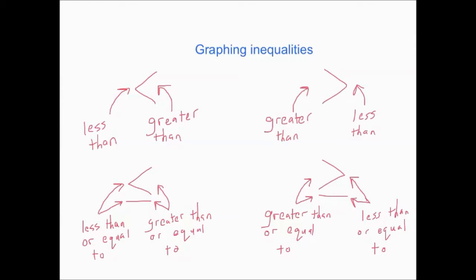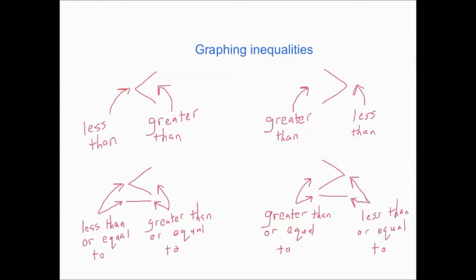So, let's just look at these symbols right over here. These are the symbols that we saw in the last video. Whatever's on the side with the point is less than the other side, and when I say less than, I mean smaller. It's just a fancier way of saying smaller. And whatever is on the side with the mouth is greater than the other side. And when I say greater than, I just mean bigger. Greater means bigger, and less means smaller.